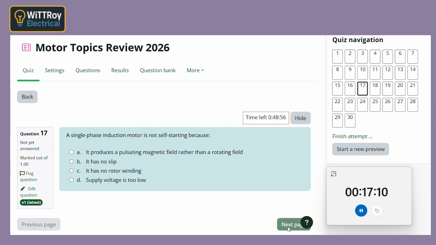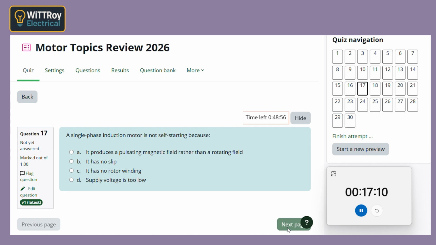It produces a pulsating magnetic field rather than a rotating field. Correct. This is a very important concept. In a three-phase motor, the three-phase supply naturally creates a rotating magnetic field. But with plain single-phase supply, the field just grows and shrinks, grows and shrinks. So it sort of pushes equally both ways? That's a good way to think of it. It does not naturally create a preferred direction of starting torque. That's why the motor won't self-start unless we add some way to create phase shift and a more rotating effect.